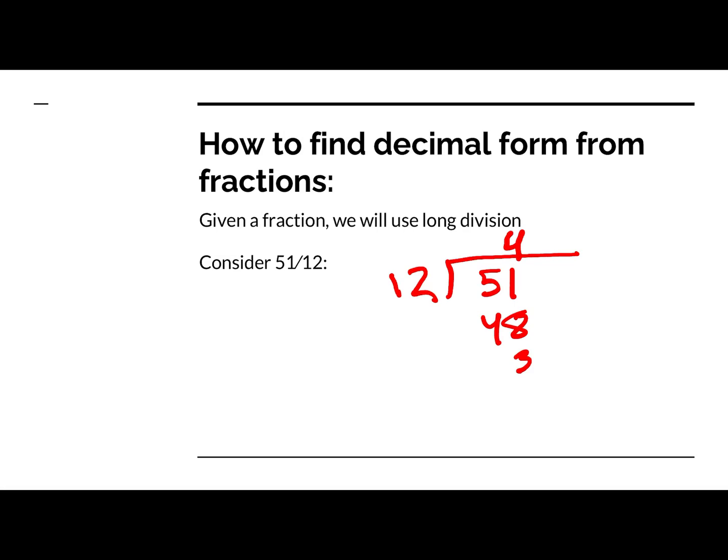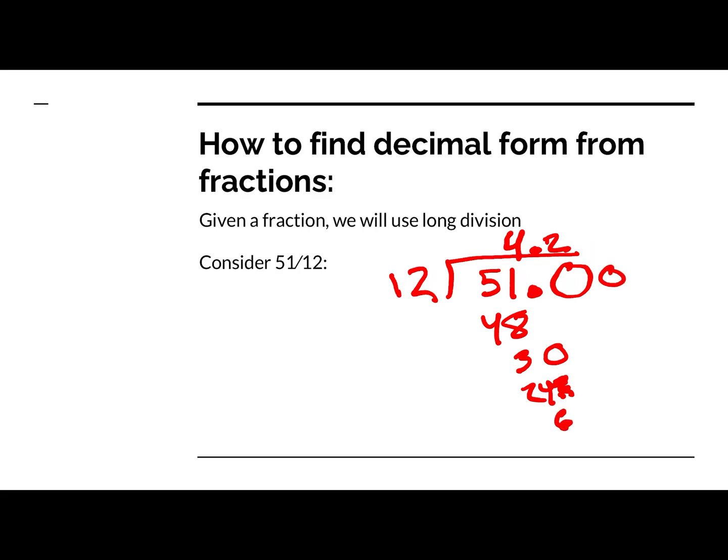As you can see, 12 does not go into 3. So we're going to put a little decimal point here, and put a 0 after, because 51.0 is the same as 51. It is also the same as 51.0000, continuing on forever. So now we can bring that 0 down, and see how many times 12 goes into 30. Well, it goes in twice, and we would get 24. So 30 minus 24 is 6.